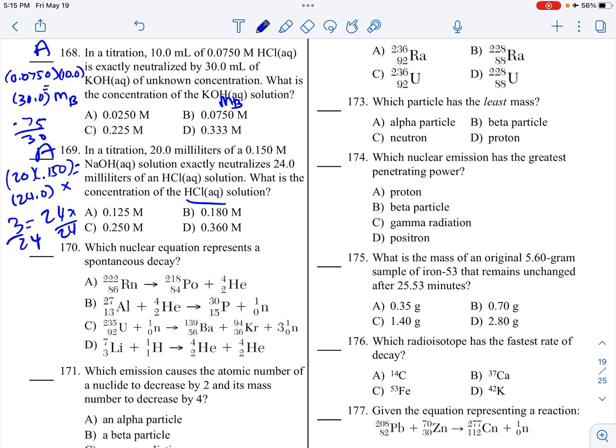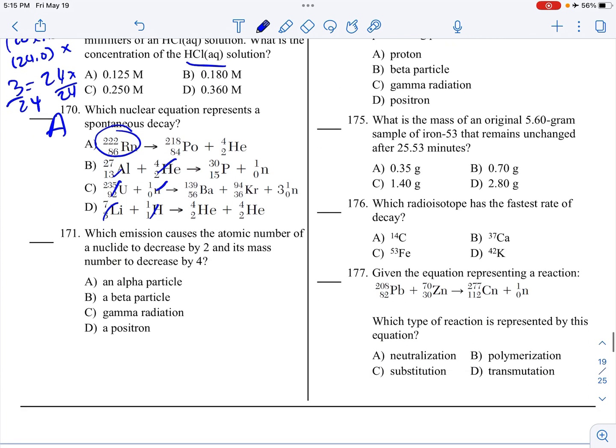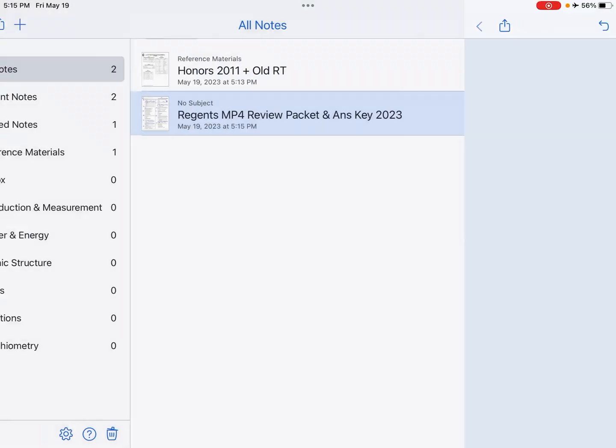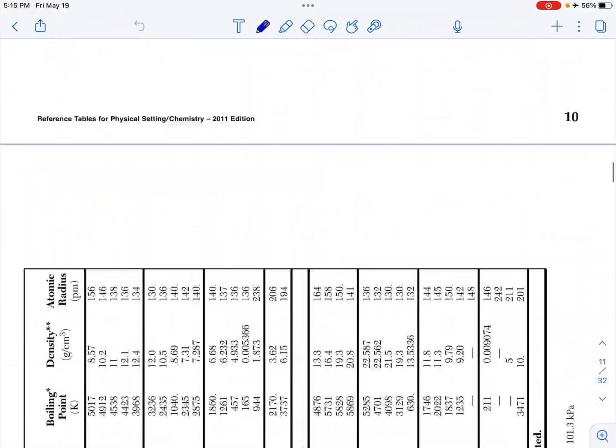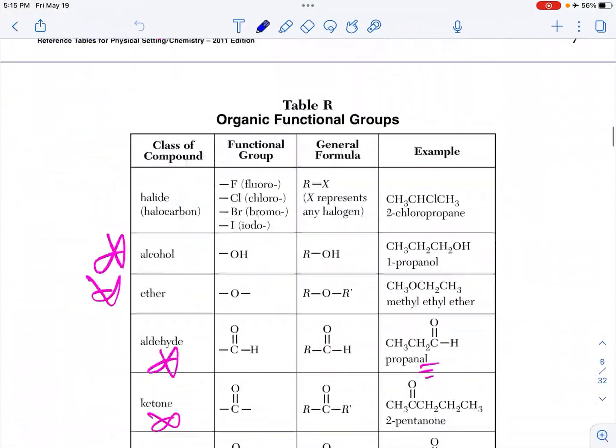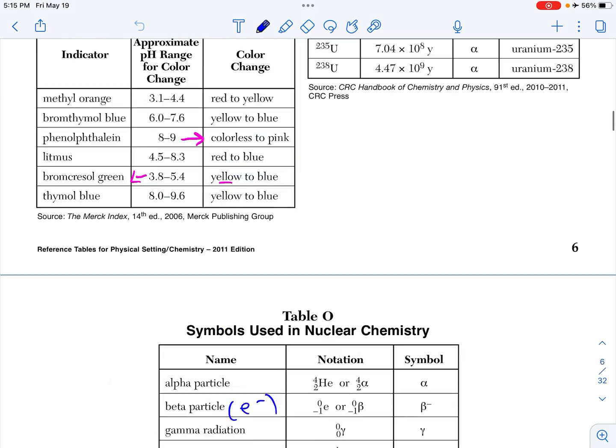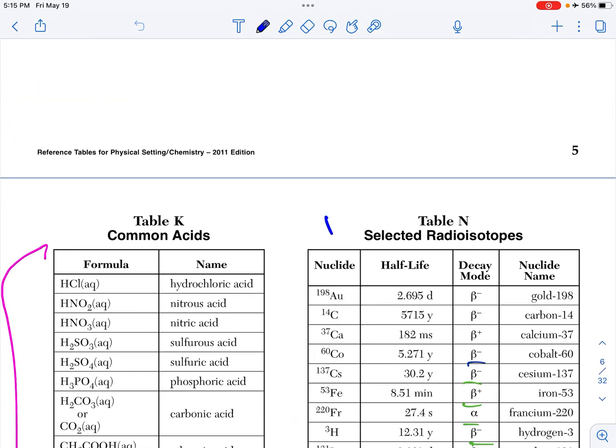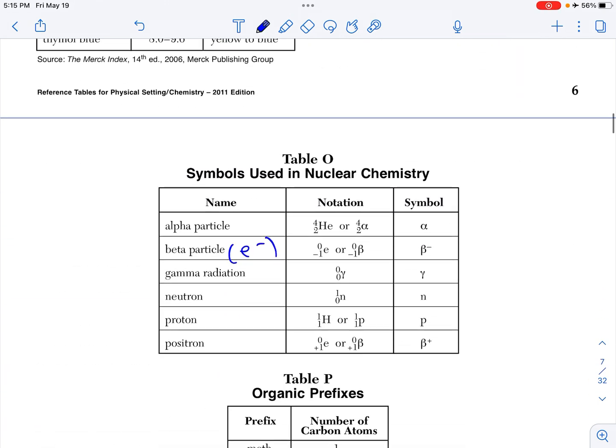Spontaneous nuclear decay means one reactant. This is the only thing on this side. Everything else has two. Which emission causes the atomic number of the nuclide to decrease by 2 and its mass number to decrease by 4? So which is 4 over 2? Back on the reference table. The nuclear tables are table N right here and table O right here. Who's 4 over 2? That would be alpha.